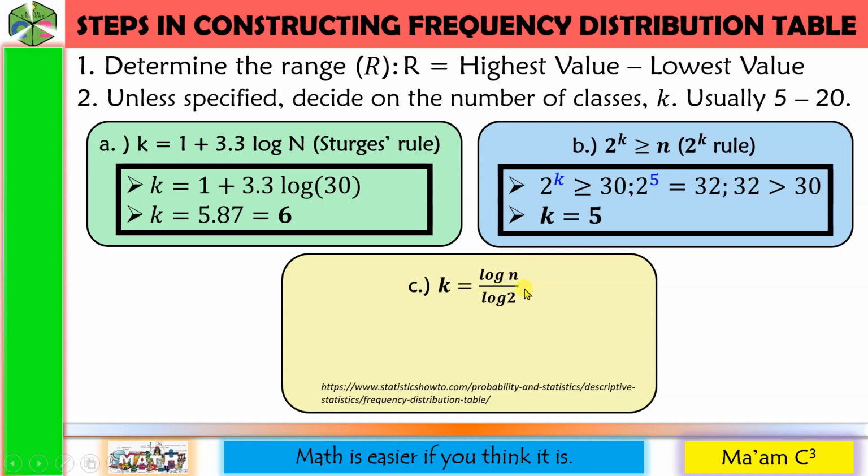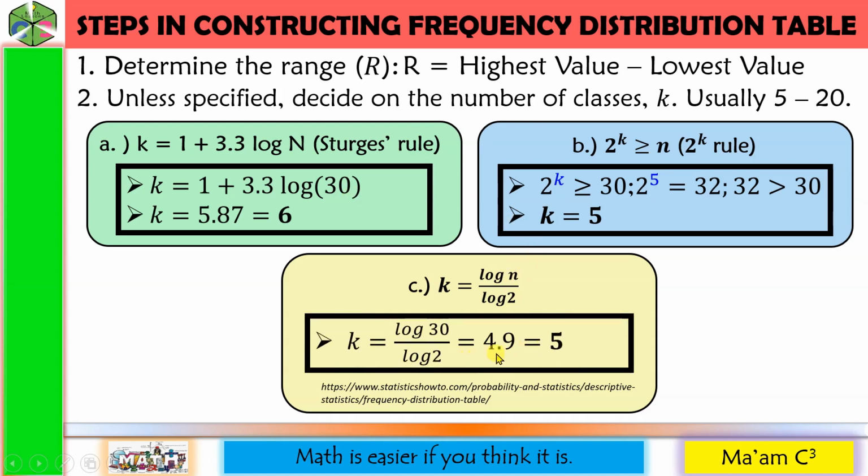So once again, let us say our n is equal to 30. So let us substitute 30 here, and this will give us 4.9. Round off, and it will give you 5. You may choose from any of these formulas to decide on your number of classes if not specified. Just make sure to follow the instruction of your teacher on which formula you are going to choose.